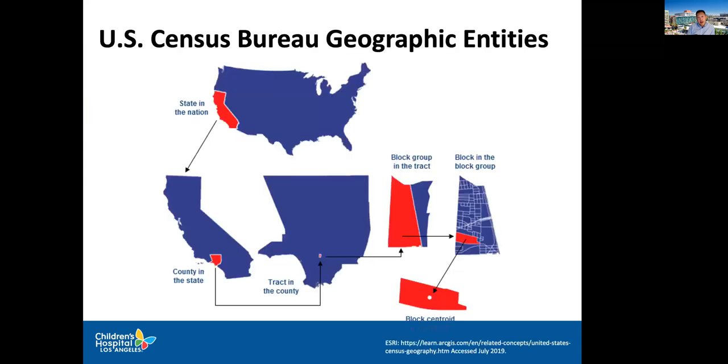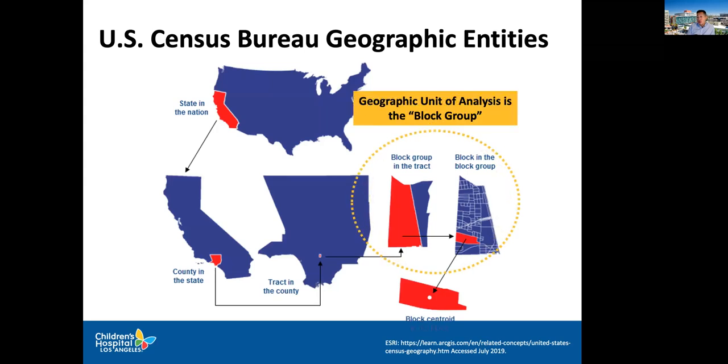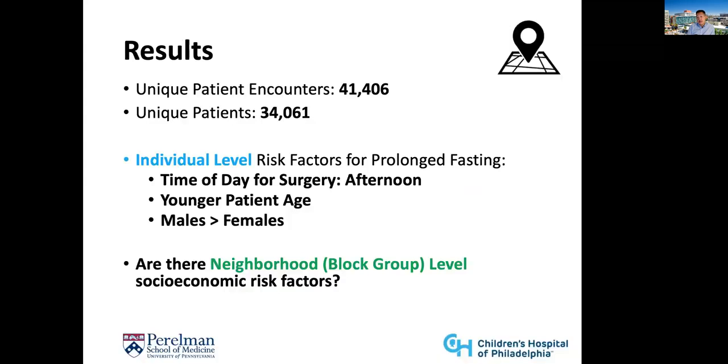Just real briefly, the way that the U.S. Census Bureau geographic entities work is that we are focusing really on a block group. So the unit of analysis for our study in our neighborhood was the block group. In a major urban environment, such as Philadelphia or major cities in America, that's talking about 500 to 1,000 individuals in your immediate area. It is the finest and most granular geographic entity that the U.S. Census Bureau releases, really because of protecting the individuals and confidentiality.